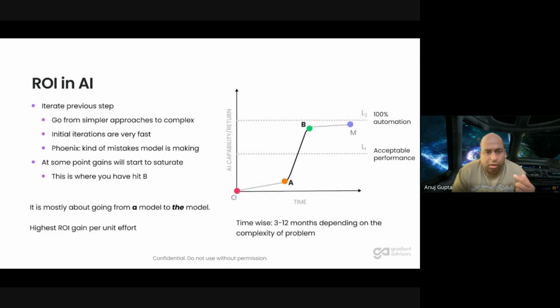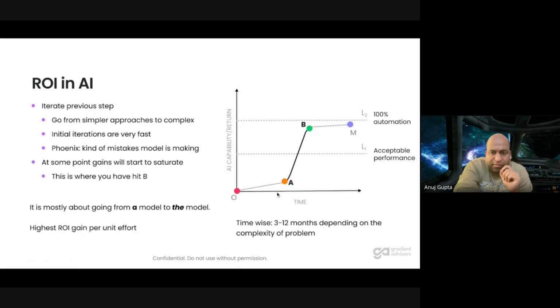Okay. So now what you're doing is you're iterating very, very fast, right? You're going from simpler approaches to complex approaches, right? Your iterations are gonna be much faster, right? Every time you build a model, you analyze the kind of mistakes your model is making, and typically in that analysis also lies the idea for the next model, right? So this is typically about going from a model to the model, right? This is when you typically get the highest ROI per unit effort, right?